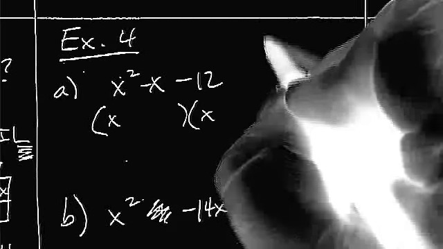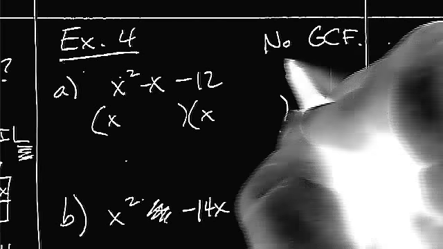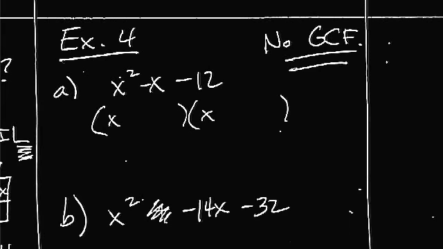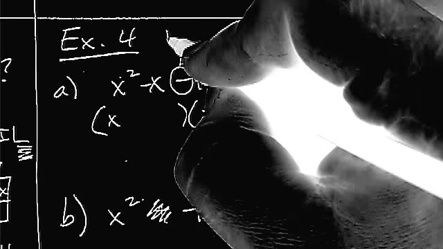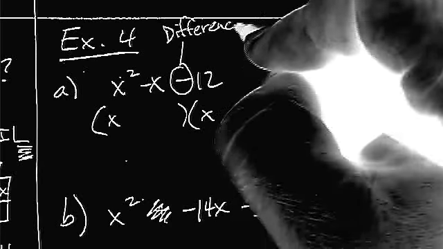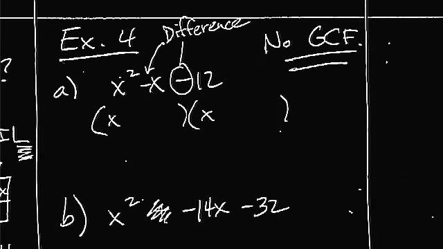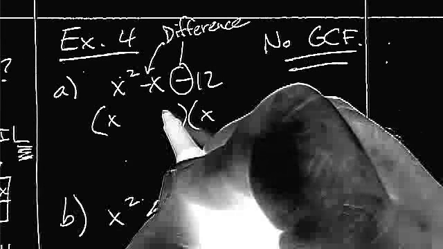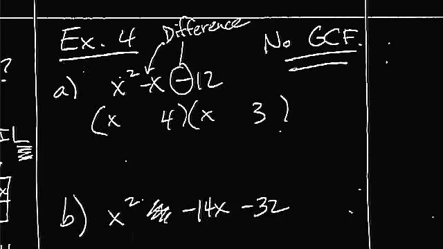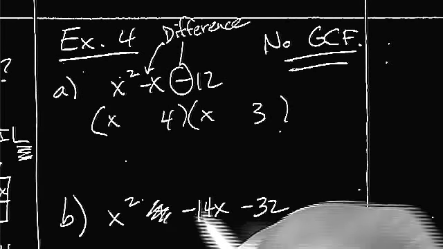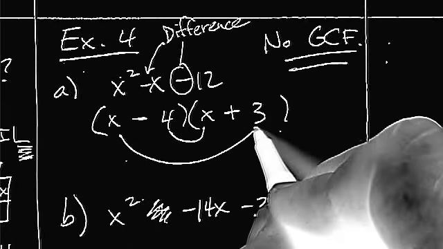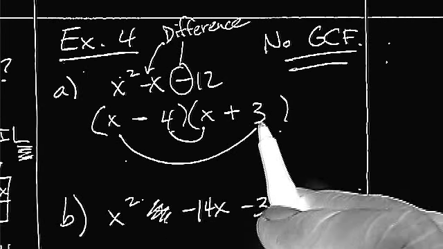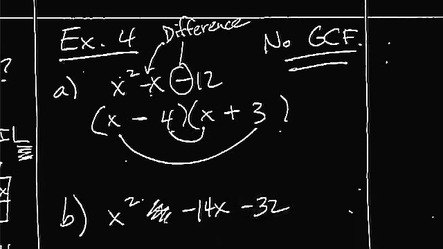x times x. Oh, first of all, no GCF, that's the first thing. Got to check for the GCF. Now this time, they have to multiply together to give me 12, but their difference, that's subtraction, has to be negative 1. So I know that 4 and 3 multiply together to give me 12, and they are one unit away from each other, so this one has to be negative and this one has to be positive, because their insides and their outsides, negative 4x and positive 3x, would add up to negative 1x.